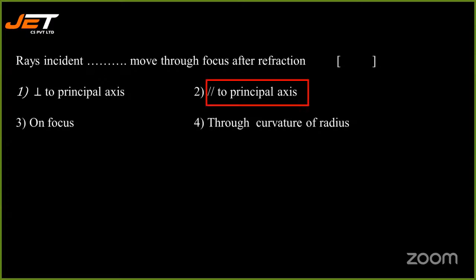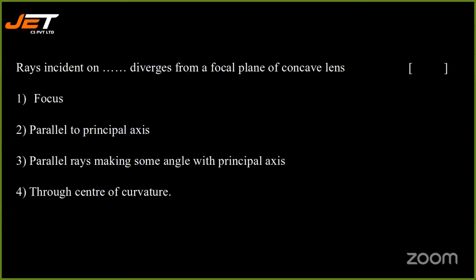So it is simple. The question is rays incident to dash move through focus after refraction. That means when you have rays that are parallel to principal axis, they get refracted and move through the focus, right? That is what we have learned in the ray diagram. So rays incident on dash diverge from a focal plane of a concave lens. So here we are talking about a concave lens. That is the reason we are talking about diverging.